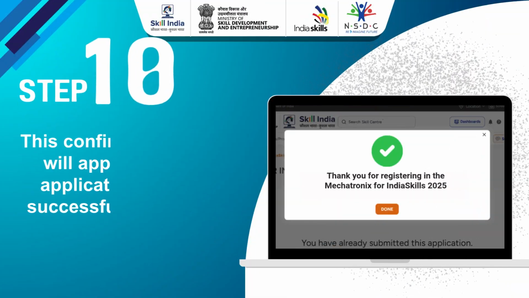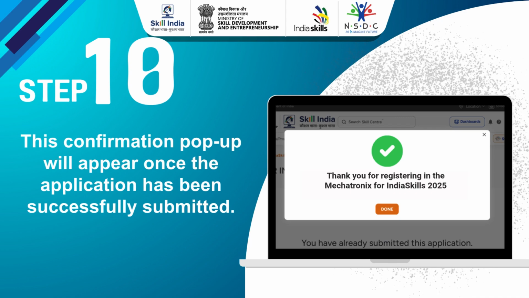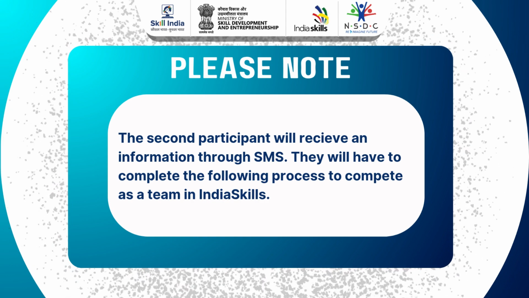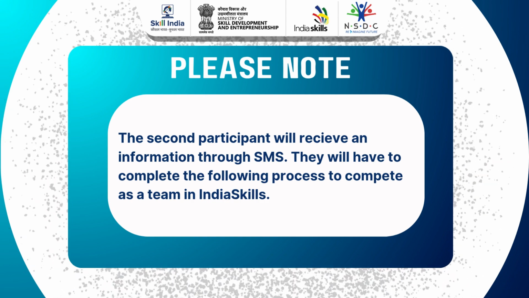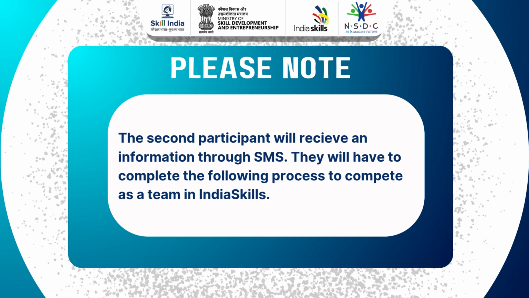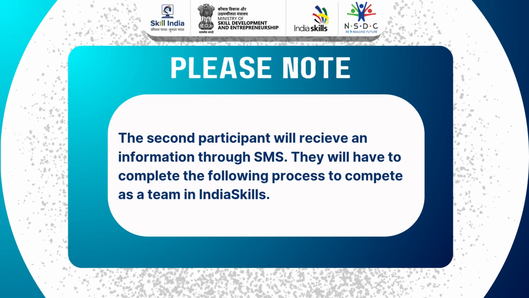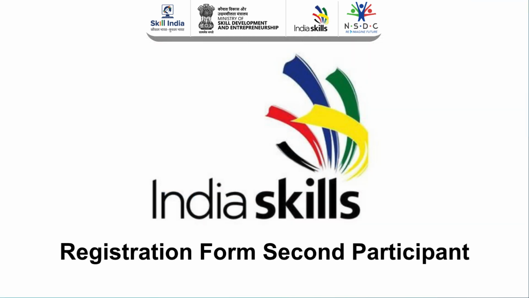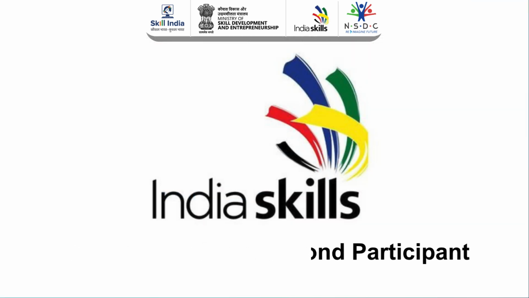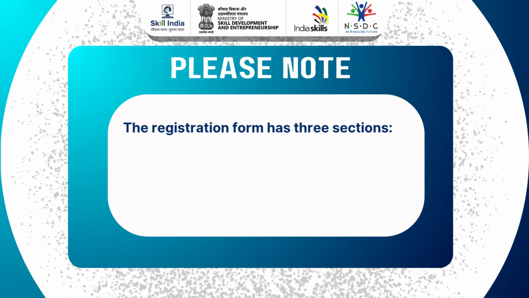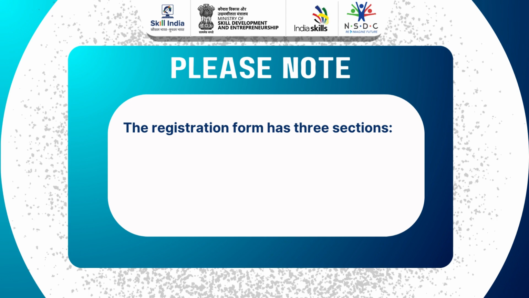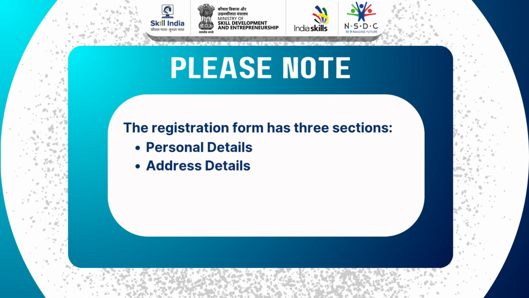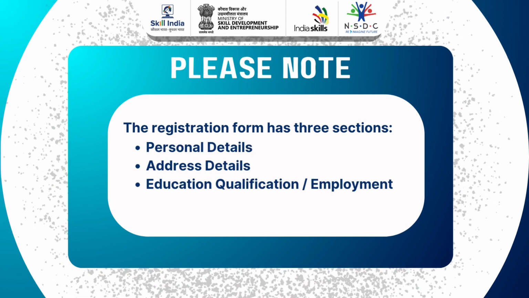This confirmation pop-up will appear once the application has been successfully submitted. The second participant will receive an information through SMS. They will have to complete the following process to compete as a team in IndiaSkills. The registration form has 3 sections: personal details, address details, education qualification, employment.